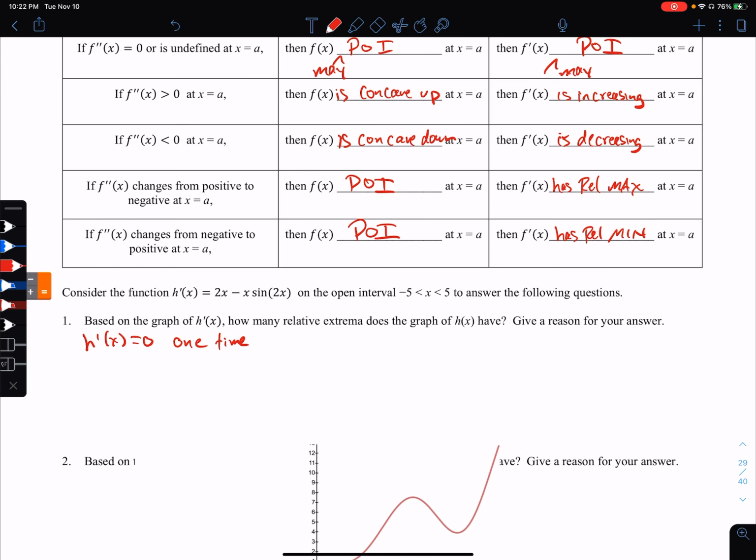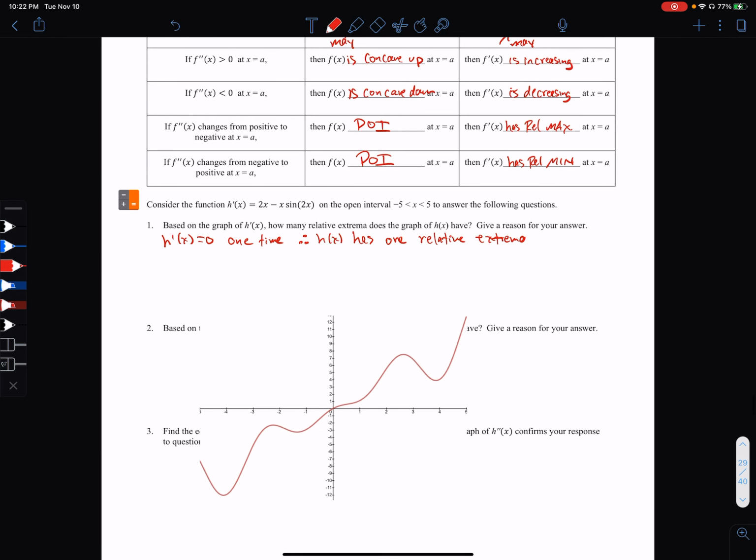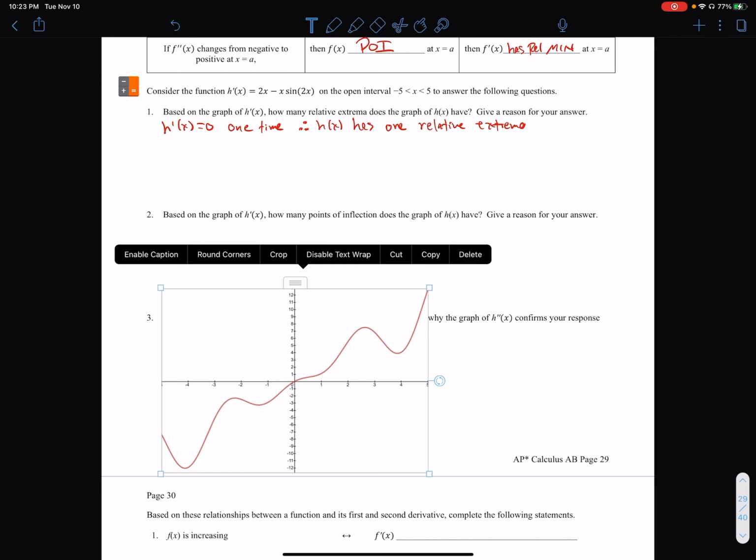Therefore, we expect h of x has one relative extrema. Based upon the graph, how many points of inflection does the graph of h have?